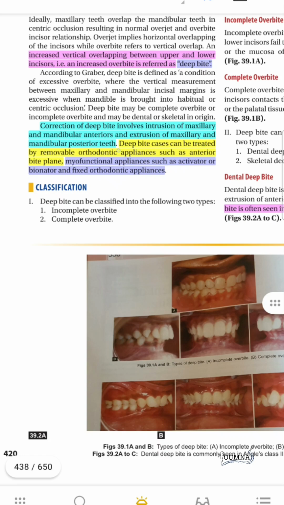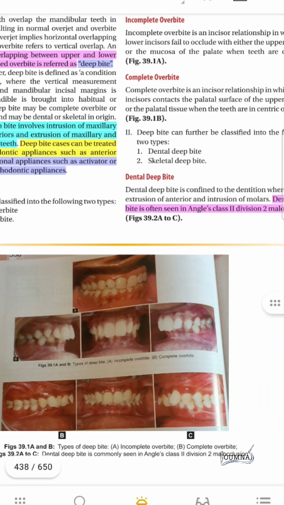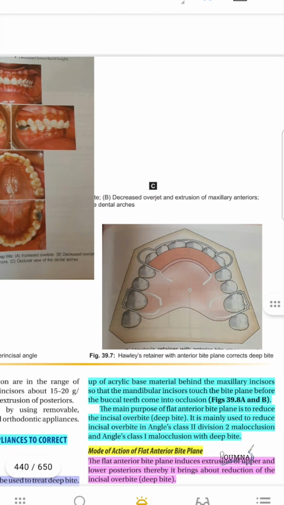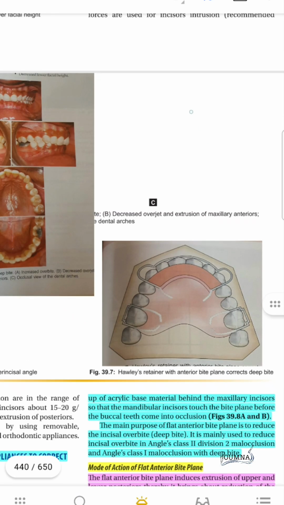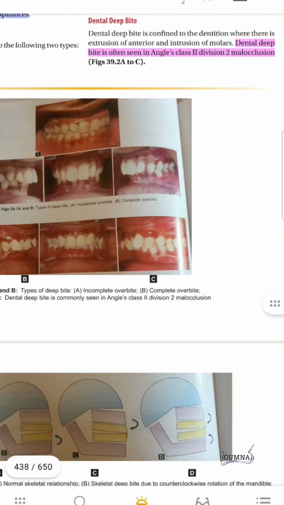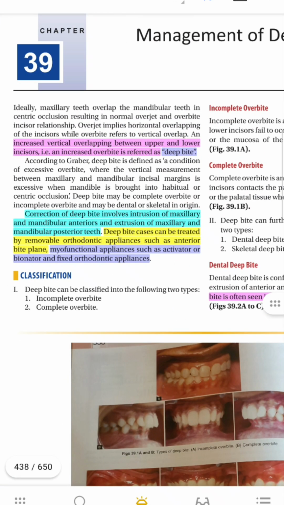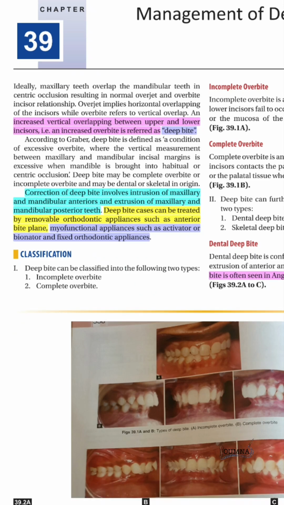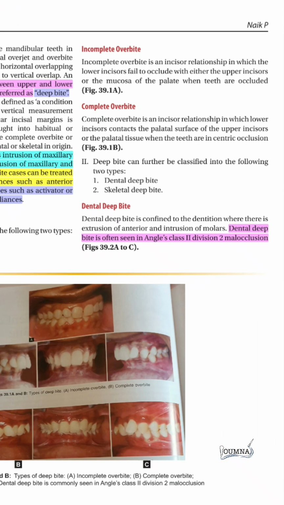It can be treated by removable orthodontic appliances that have an anterior bite plane, like the Hawley's retainer with an anterior bite plane that corrects the deep bite. Myofunctional appliances such as the activator and bionator, with fixed orthodontic appliances, can be used also.